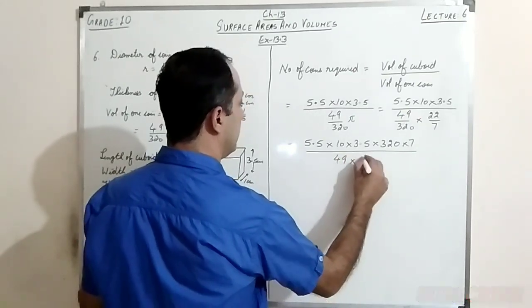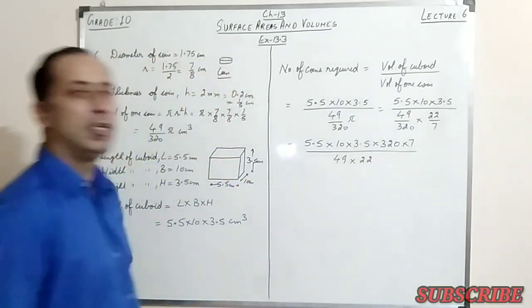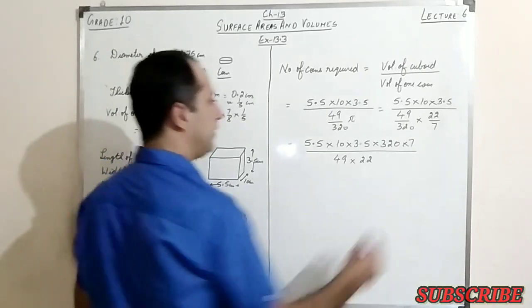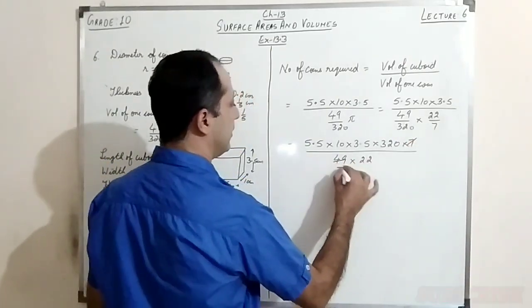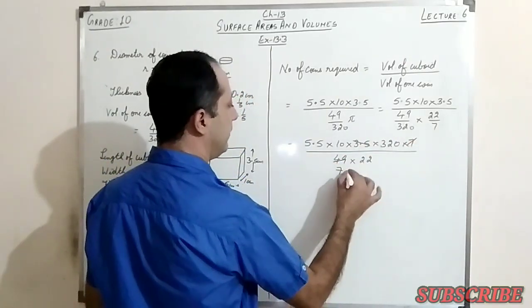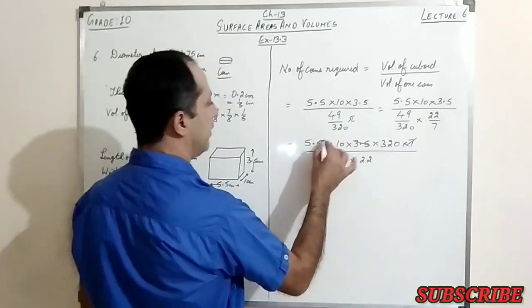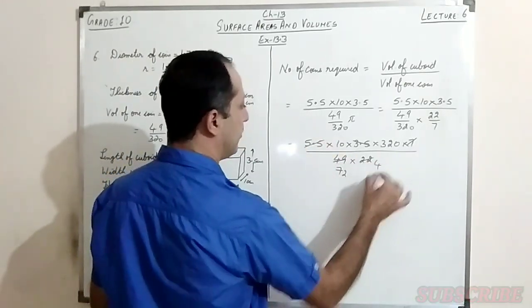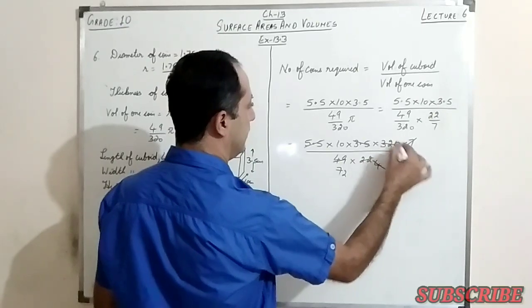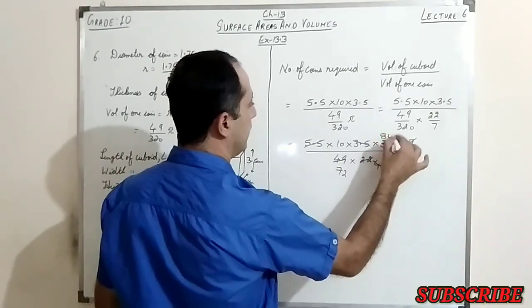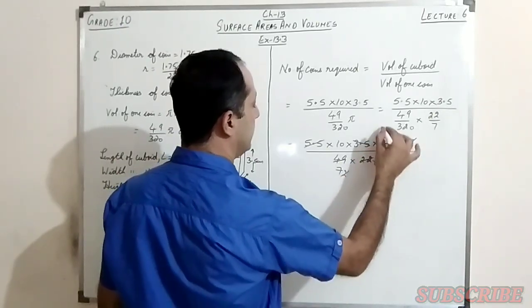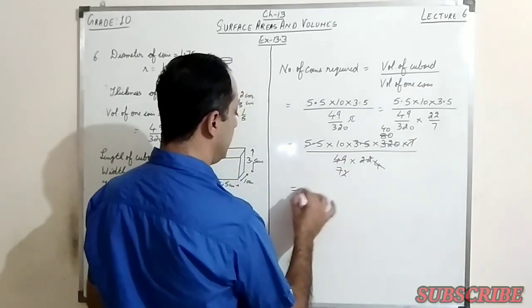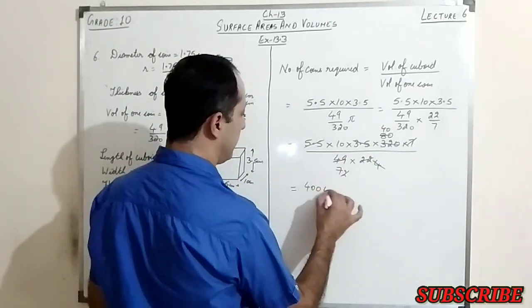49 into 22. Let us simplify this 7 and this 7, this 3.5 and it comes 2 here, this 5.5 and this cancels, I get 4 here. Now this 4 cancels here, this will be 80 and I cancel this with this and this is 40. So ultimately the number of coins will be 400.